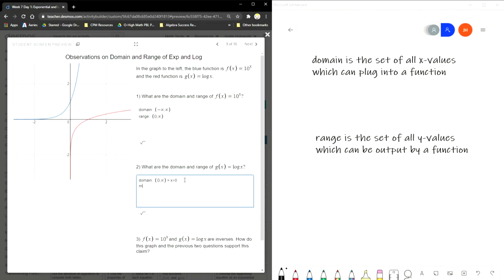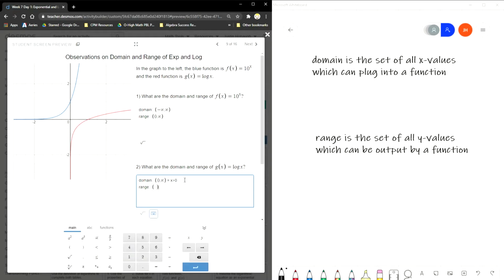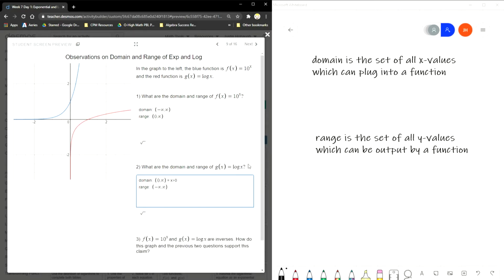Let's look at the range. What's the range of this guy? It looks like this guy is going all the way down to negative infinity. Cool. And if you look at it, yes, it's going slowly up, but it is going up, and it's going to go up forever. So it's going to go up to infinity as well. So actually, logs can have any output, yet you cannot plug in any numbers that are 0 or lower.